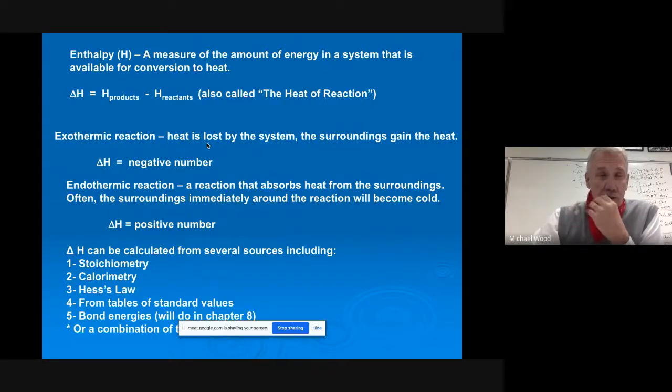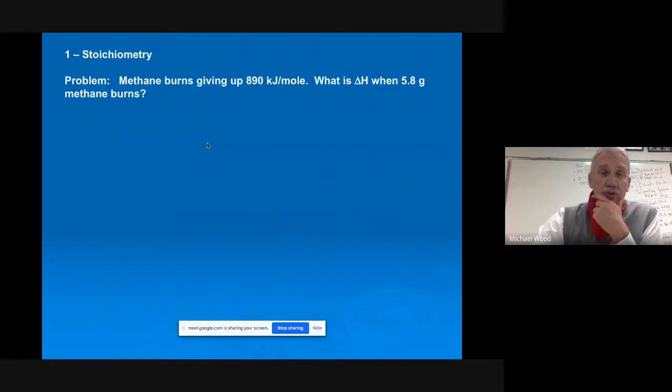Okay, and today we're going to get into some of these different ways to solve for delta H. The first one we're going to look at is stoichiometry. We might get into calorimetry a little bit, Hess's law, and then from a table, and then the bond energy things we'll do in Chapter 8. Sometimes there's stoichiometry along with some of these others, a combination of these. Okay, so here's the first one, stoichiometry. And actually, to do this problem, I need to give you the equation, which I'm going to do. So we're going to come back and look at this one in a second.